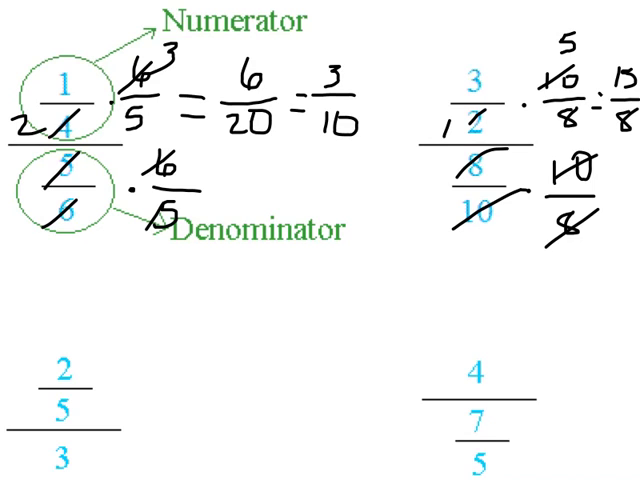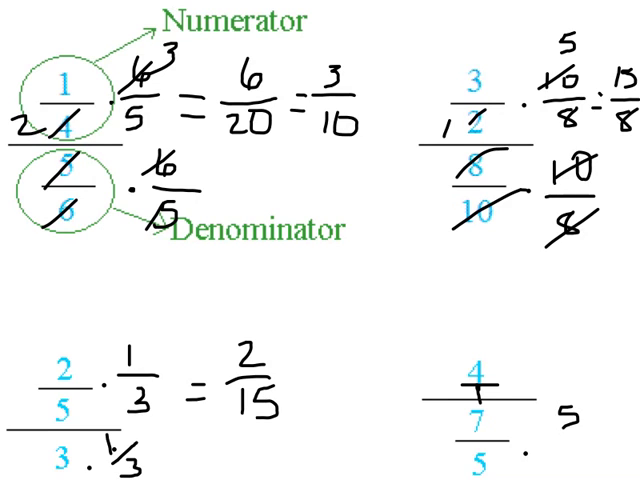Now in this one you've got 2/5 divided by 3. What you need to do is remember that the reciprocal of 3 is 1/3. You can make it 3 over 1 if that helps you, but you're going to divide by 1/3, which would give you 2/15. Here the 4 is a whole number, so just go ahead and make it 4 over 1. You haven't changed the value. Flip this and multiply, and you would get a value of 20 over 7.